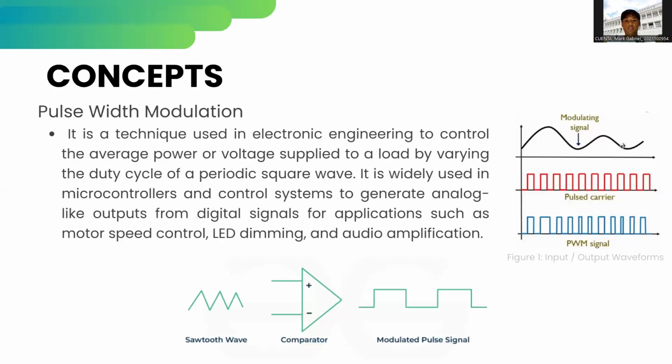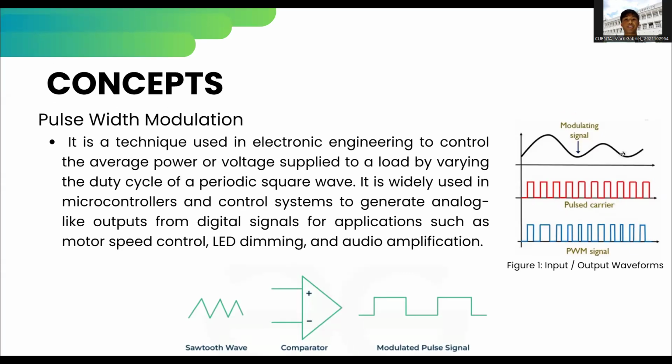So the pulse width modulation is a technique where the width of the pulse varies according to the amplitude of the input signal. So instead of changing the signal's amplitude, the PWM encodes information through duty cycle variation, making it efficient for digital systems.